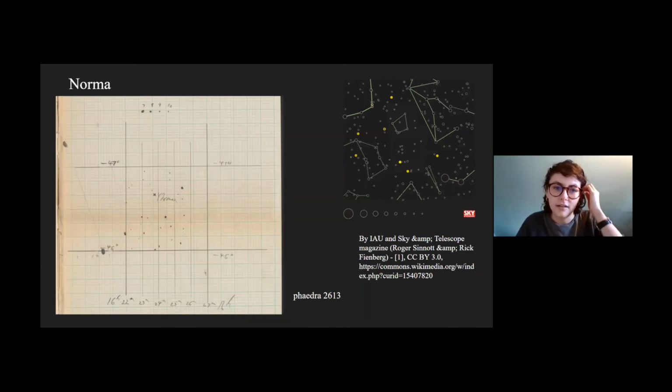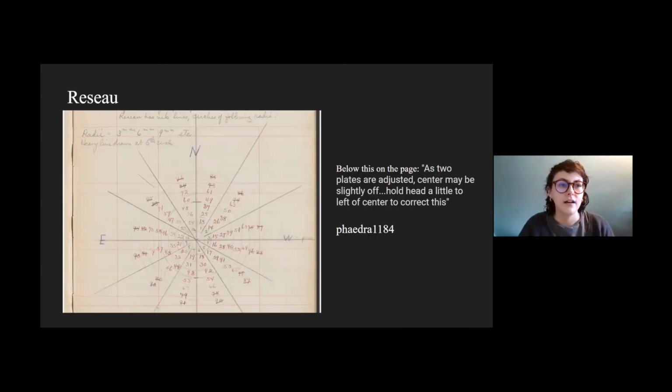Another example of a star chart graph, and on the right is a more modern example. And this is an example, a recent find that was pointed out on Zooniverse, of a roseau. The image is cut off because I couldn't fit the whole image on the screen, but there's a note on the bottom that says, as two plates are adjusted, center may be slightly off, hold head a little to left of center to correct this. So it's a personal guide for the user from Ida Woods on how to use this tool.